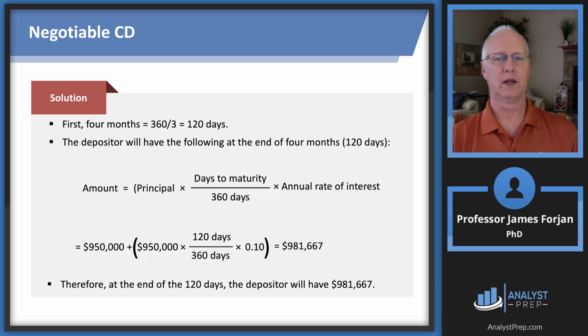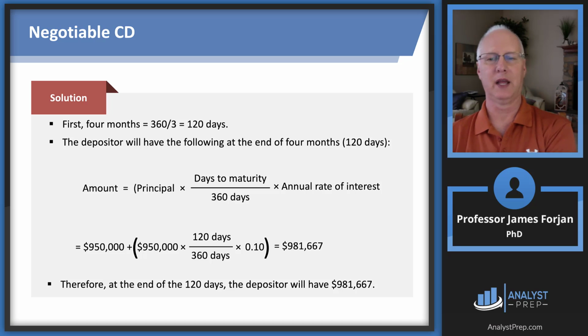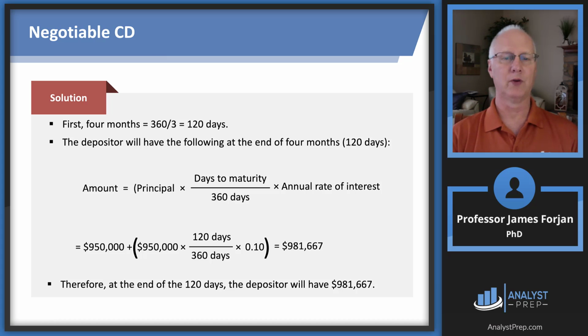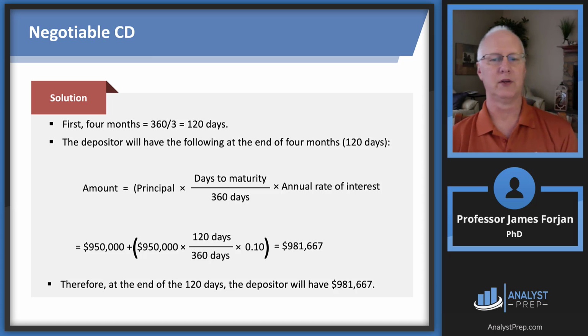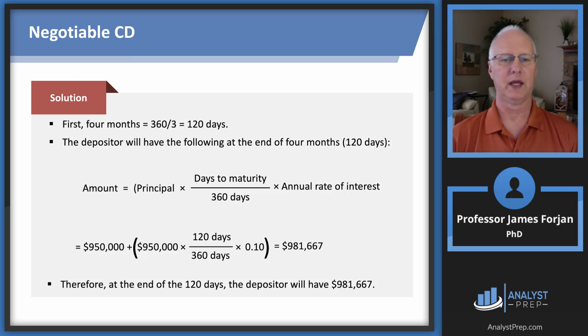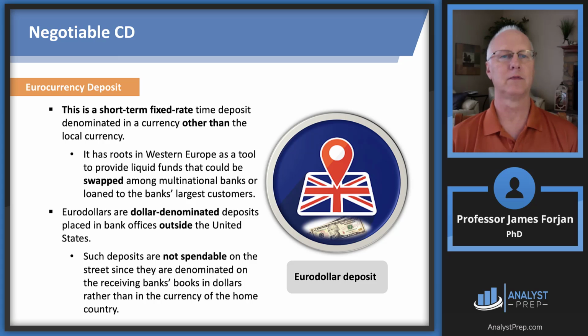Just think about this. You take the principal, the 950, and you multiply it by the annual interest, 10%. But of course, that's an annual interest rate. So then we need to chop this up into the 4-month time period. That's why we do the 120 over the 360. So we get 981,666. Essentially, this investor is buying at 950 and then selling for 981. And if you put that in your calculator and do some quick time value of money math, that APR probably turns out to be 10.1% or something like that.